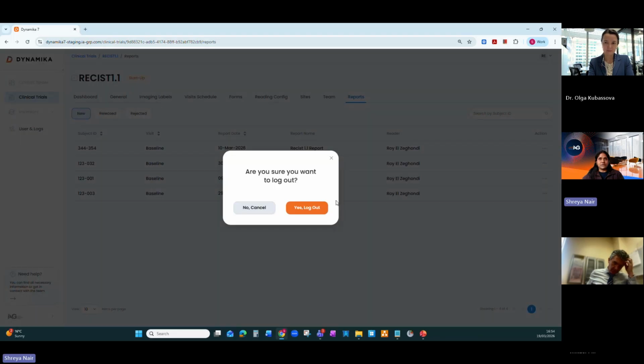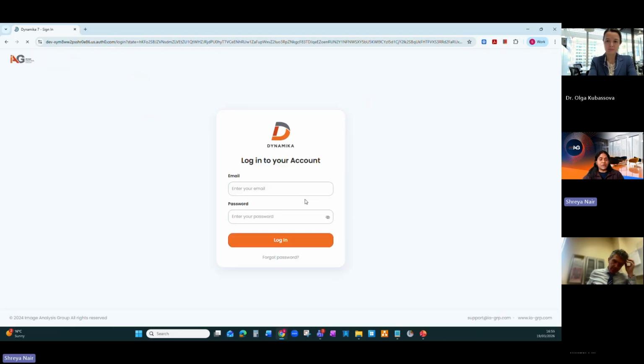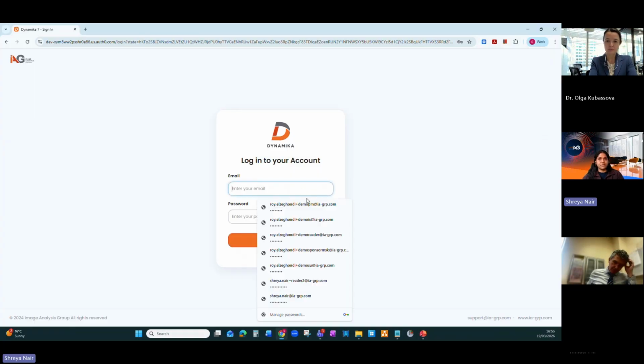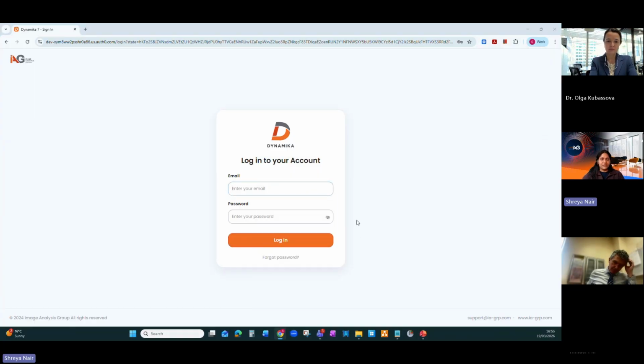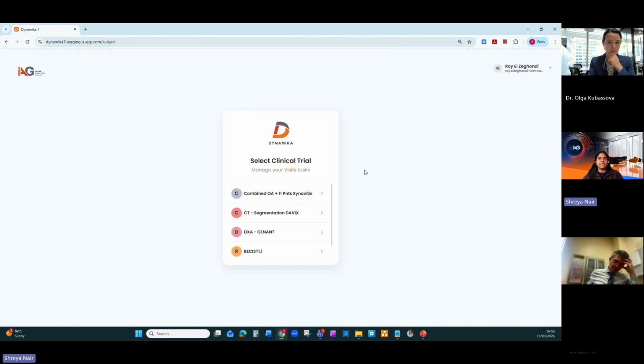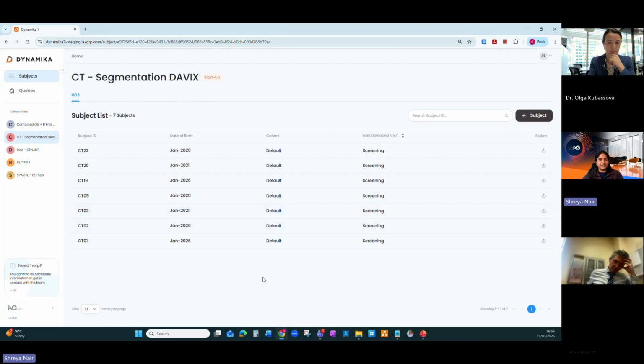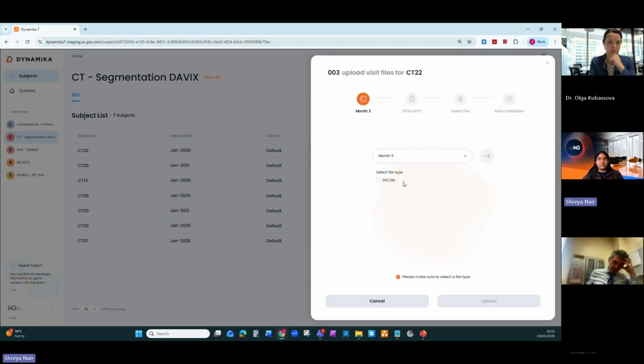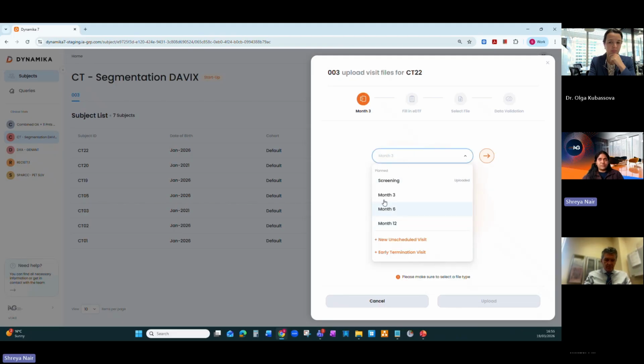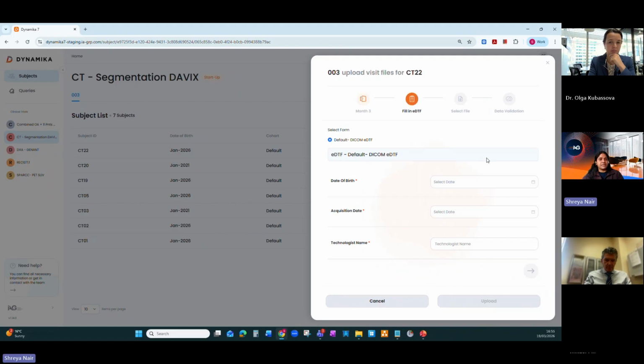Maybe I would also take a minute and show you how easy it is as a site user to upload images on the platform. Let me log in as a site user. This is another role. I need to select a study as usual. I have a list of subjects here, and to initiate an upload, I need to click on a particular subject. I need to select the type of file. I need to select the visit for which I'm uploading. I go into the next step.